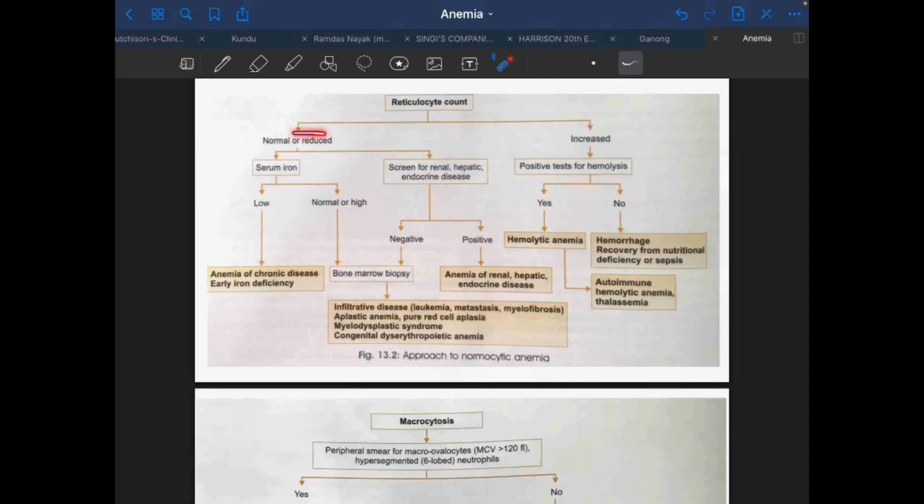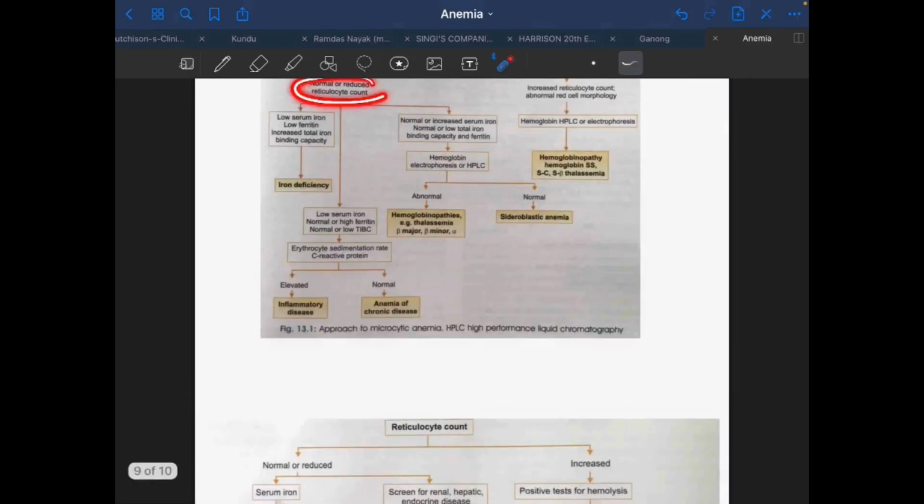Now, if the reticulocyte count is normal or reduced, we know where we will get a low reticulocyte count. It is generally seen in infections like parvovirus, red cell aplasia, congenital or acquired hypoplastic anemia, and bone marrow infiltration. Now, how do we decode it to a particular disease? As we did above, we will look into the serum iron levels. For a normal or reduced reticulocyte count, if it has low serum iron levels, we declare it as anemia of chronic diseases.